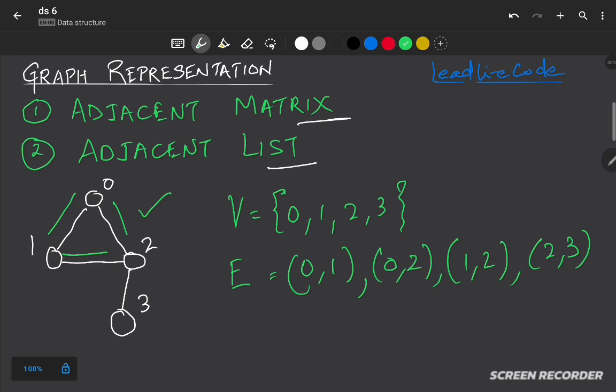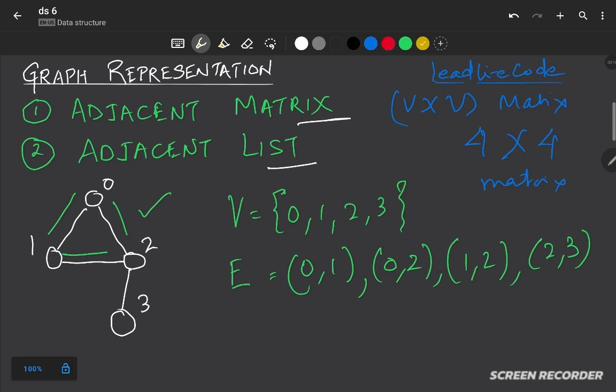Now how are they represented in a matrix? Let me take a different color. So the matrix is basically V cross V. What does that mean? Here it is a 4 cross 4 matrix, which is how this whole graph will be represented.